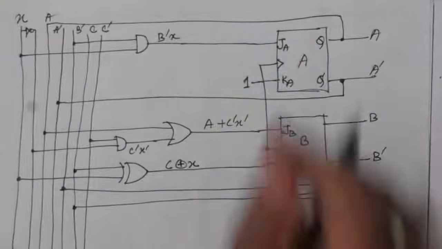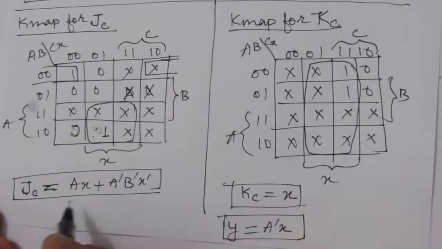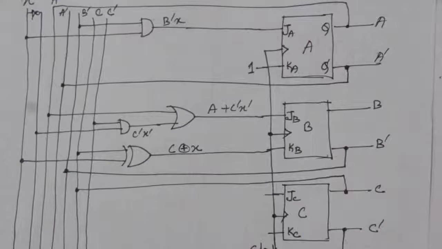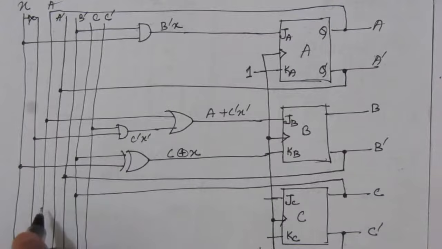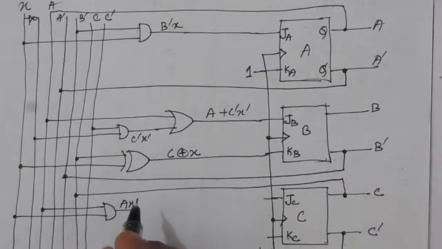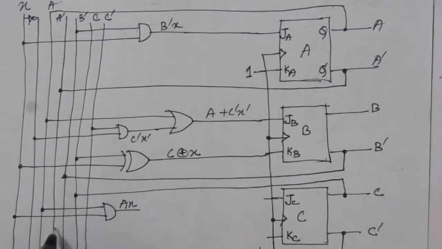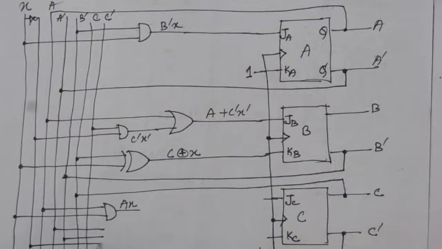So we have got this JA, KA, JB, KB. Okay, now we have to connect the JC and KC input lines. So for JC we have AX plus A bar B bar X bar. So we have to find out AX. So take a line from A and take a line from X. You use an AND gate, here we'll get AX, okay, plus A bar B bar X bar. So take a line from A bar, take a line from B bar, this one is the B bar line, X bar. So X bar is this one. So you use an AND gate.